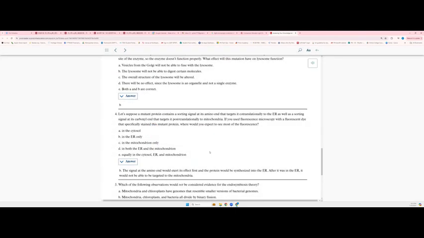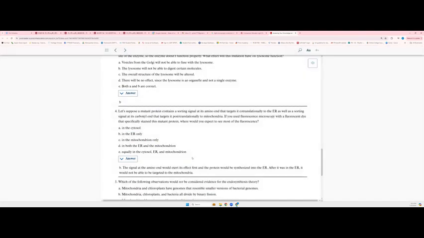If it's not mutated, not changed, eventually it synthesizes in the ER and then moves into the mitochondria. We should be able to see most of the protein in the mitochondria if it didn't change, right? But right now it's changed, so it stays in the ER. It cannot move into the mitochondria, so we can only see it in the ER. That's why B is the right one. Got it, right?